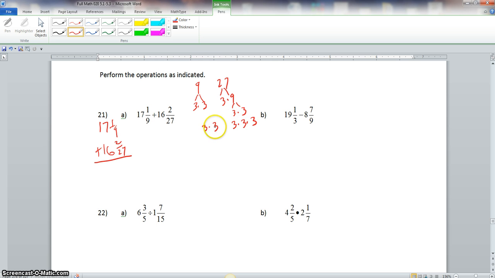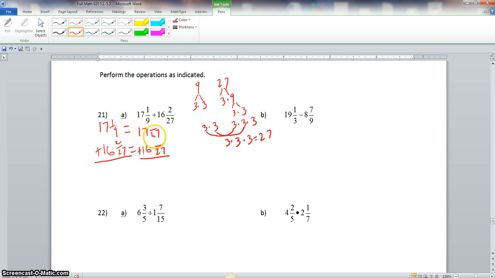Now we find the least common denominator. We have 2 sets of 3's that match up. So we'll write each set one time. Then we'll bring down the extra 3, and our common denominator is 27. So now we're going to bring this over. We will have 17. Our denominator here would be 27. Then we have plus 16. Our denominator here would be 27.